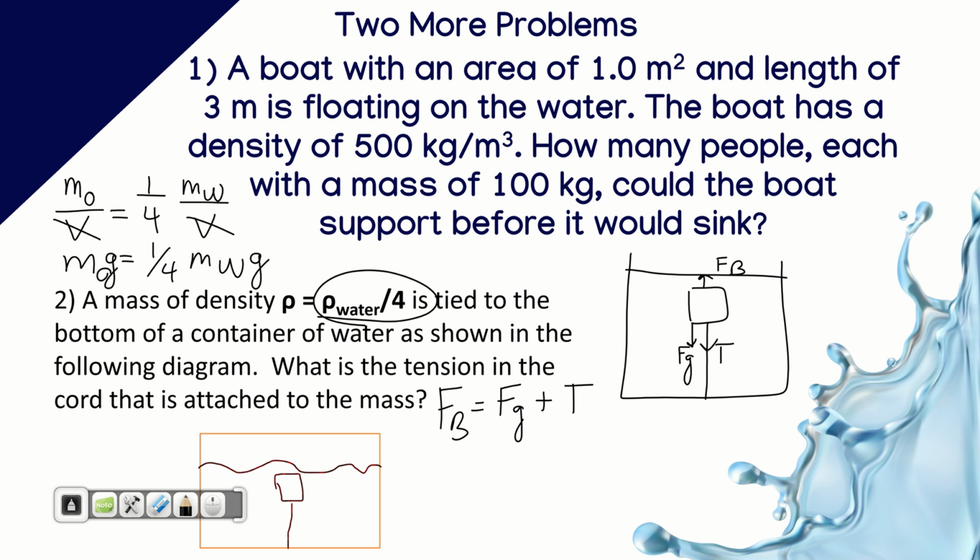And so again, because buoyant force is equal to the weight of the water that is displaced, if this object is only 1/4 the weight of the water, I need the tension to be 3 times that amount to hold it down, giving the total amount. So the tension is the other 3/4 of the weight of the water that it's holding against.